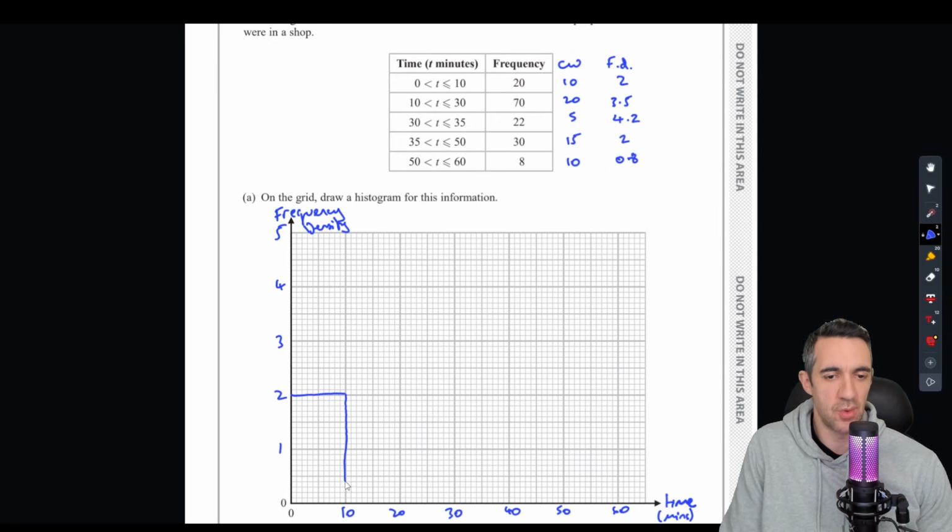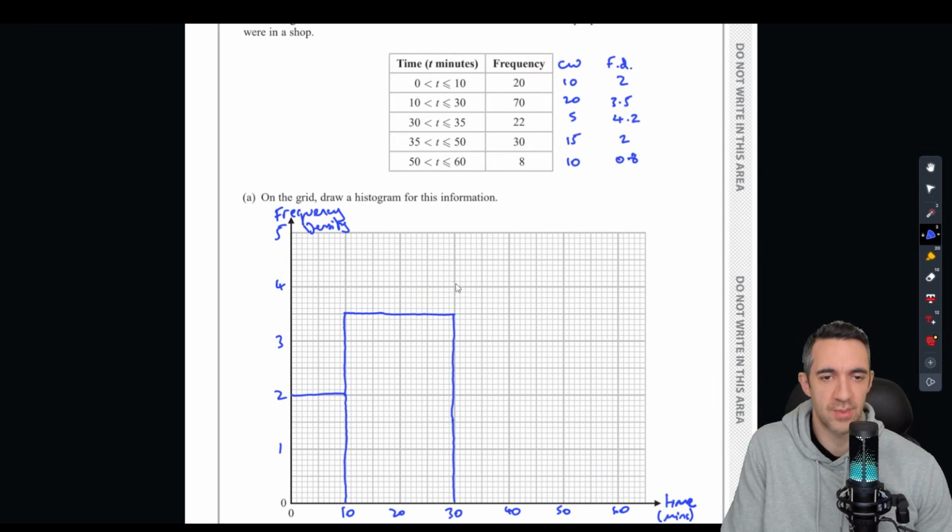Let's assume that normally I'd have a ruler and draw some nice boxes. So 0 to 10, we've got that one. 10 to 30 up to 3.5. Yeah, that's fine. 3.5 all the way across to 30, all the way down. There we go. Then we have 30 to 35, so up to 4.2.